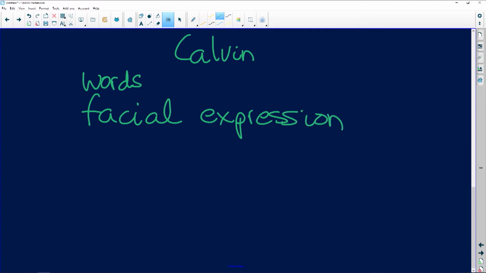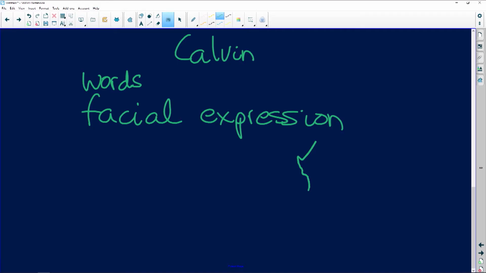So in the first frame of the cartoon, we see Calvin sideways. Excuse me, let me try and draw this. His nose is a wee bit up, his mouth goes like that, his hair's standing on end like that, and his eyes there.